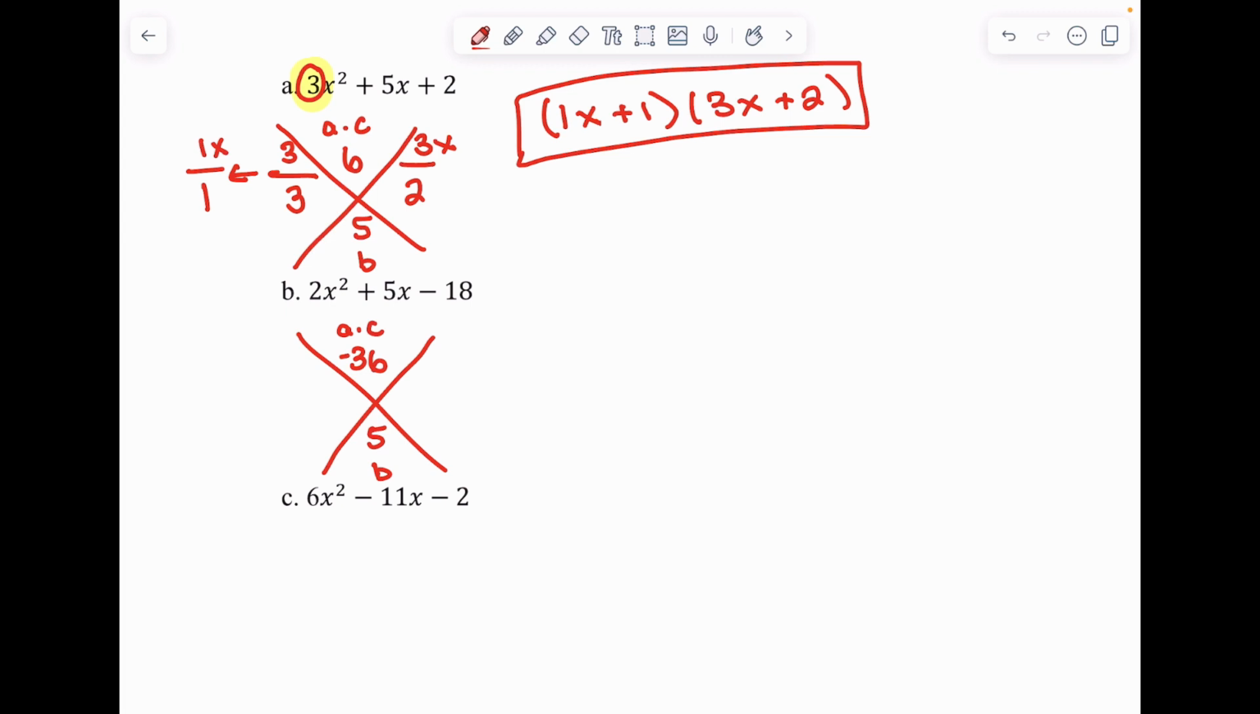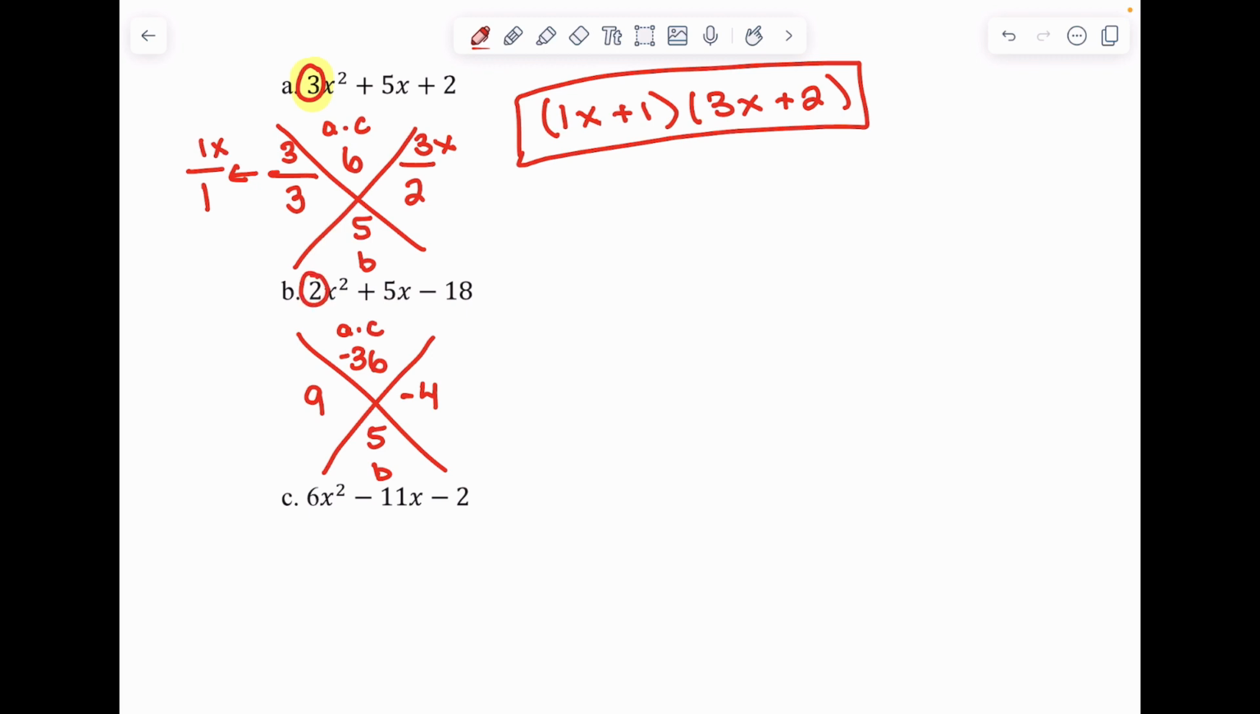So two numbers I think of are 9 and 4. But I need to decide which one is going to be negative, such that I add to a positive 5. And in this case, the 4 will have to be negative because 9 is bigger than 4, which will let me have a positive 5 when I add them.